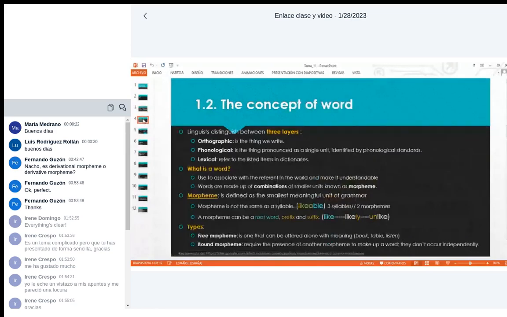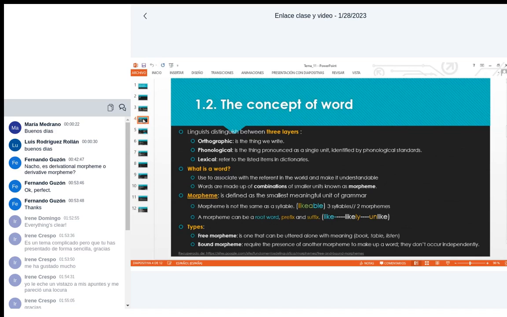Now, the concept of the word is analyzed as we've seen in theme number 10. There are a lot of similarities between theme number 10 and 11. Just again, quickly, there are three layers: the orthographical, the phonological, and the lexical. Orthography refers to how the word is written, phonological to how the word is pronounced, and lexical is the meaning of the word. A word is a combination of graphemes and also a combination of phonemes.